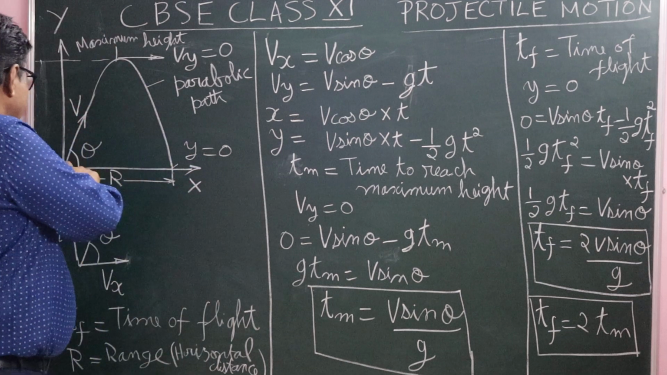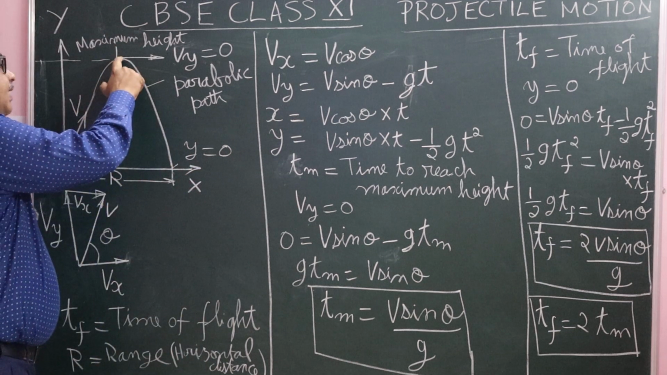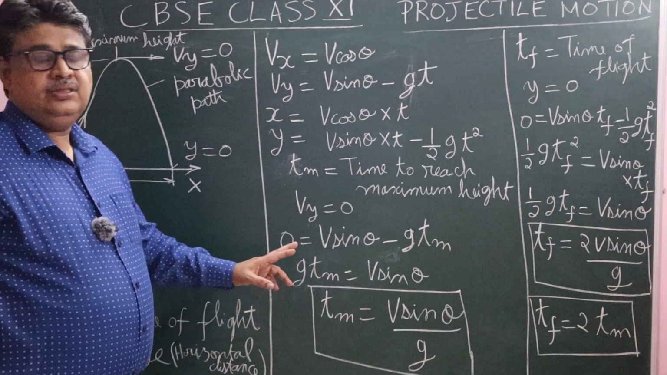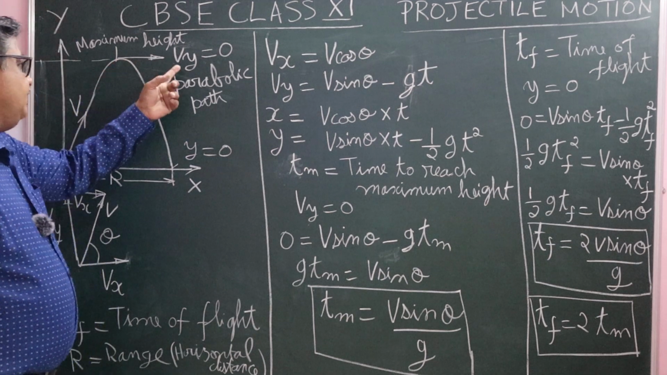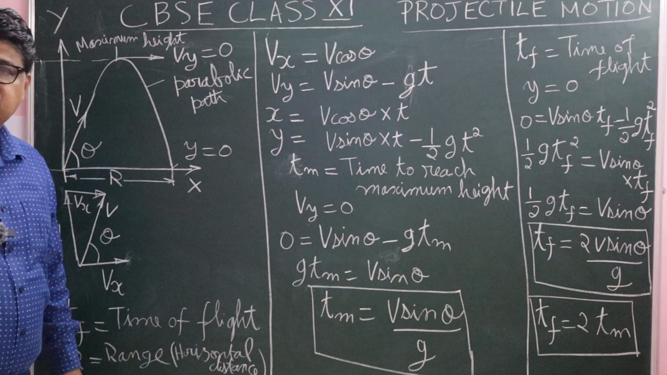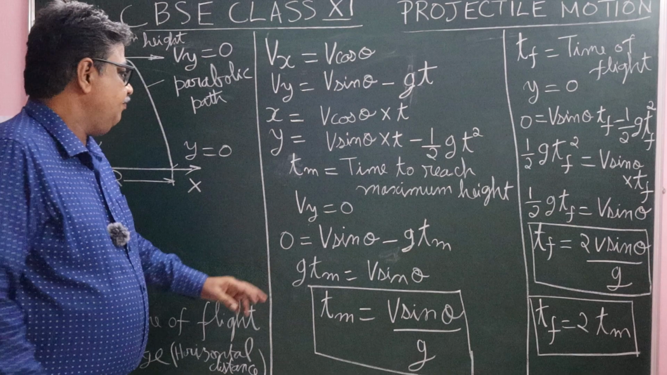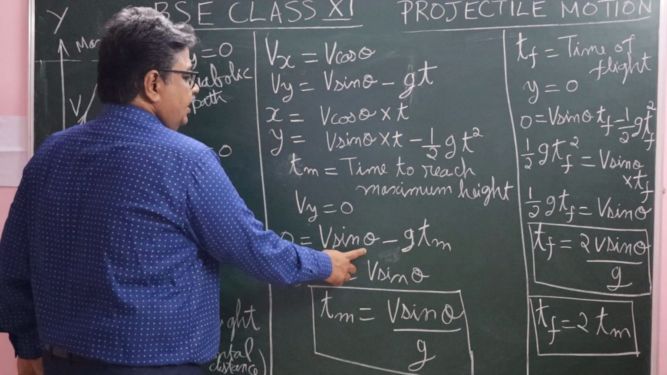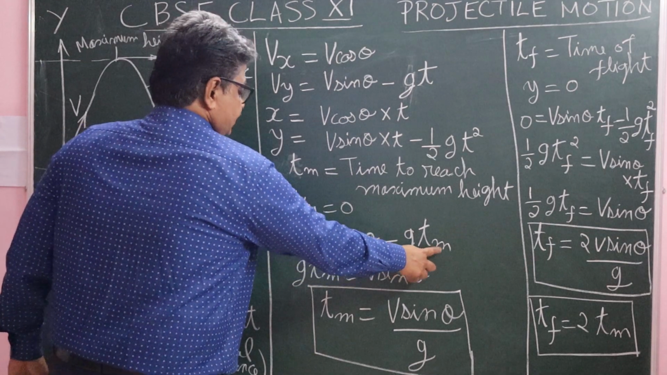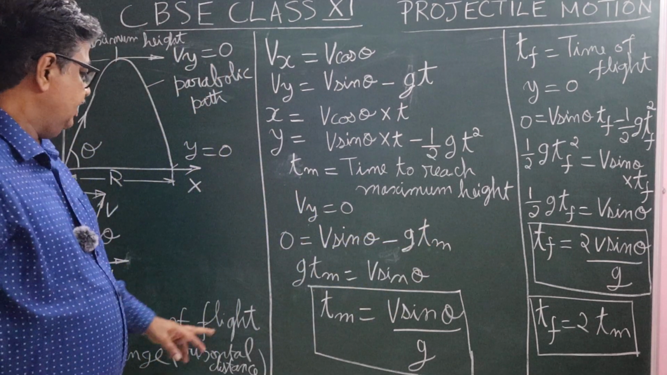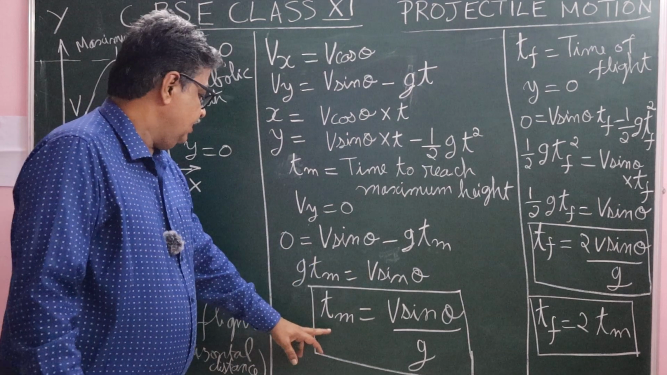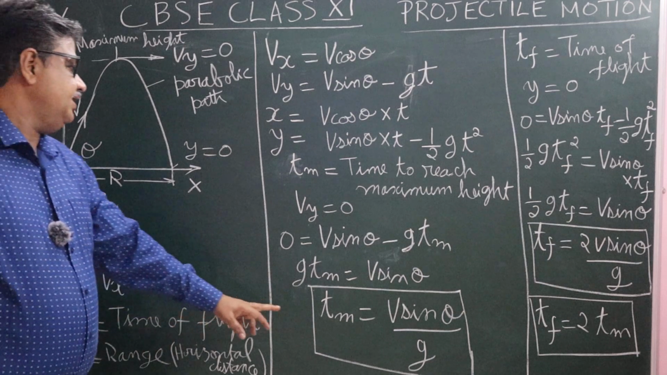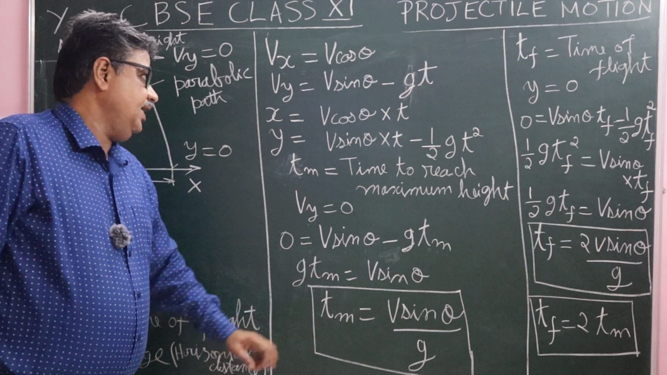So the time taken for the object to reach the maximum height is called the time to reach maximum height. At this point, at maximum height, Vy equal to 0. Therefore, substitute 0 here, 0 is equal to V sin theta minus g Tm. Tm is the time to reach maximum height. Therefore, g Tm equal to V sin theta, Tm is equal to V sin theta by g. So this is the time to reach the maximum height.